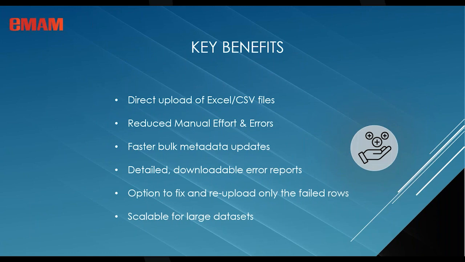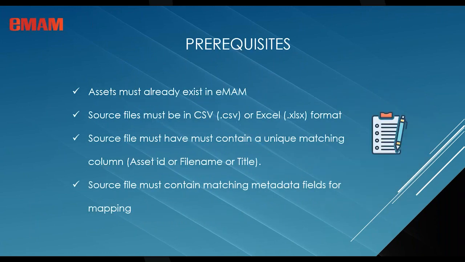So now let's look into some of the prerequisites, which are very basic. Assets must already exist in EMAM. The source file must be in CSV or Excel format. You need a unique matching column, and that can be the asset ID, the file name, or the title. And the metadata fields must be properly aligned for mapping.